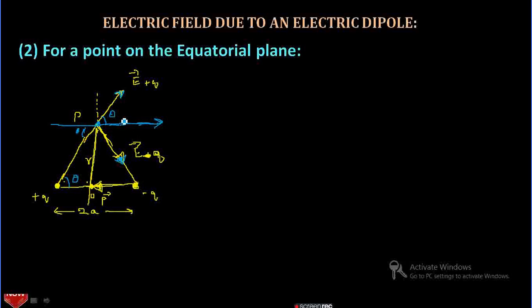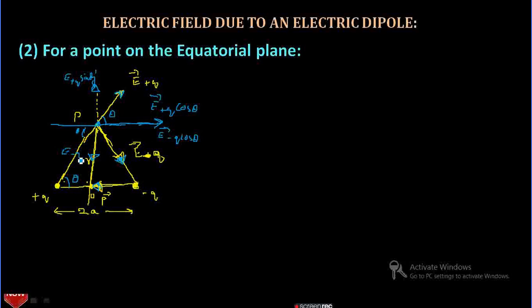Remember, one component is E plus q sin theta along the y axis. Let us consider this as the y axis. The other is E plus q cos theta along the axis opposite to the dipole moment. Remember, this is the dipole axis and the dipole moment direction. Similarly, E minus q cos theta along the dipole axis, and along the negative y axis, E minus q sin theta.